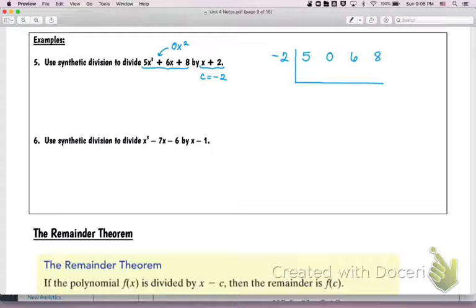And here's what we do. We always add the columns and we multiply by the corner number. So the first thing that we do is we bring down the first number. So I have 5.